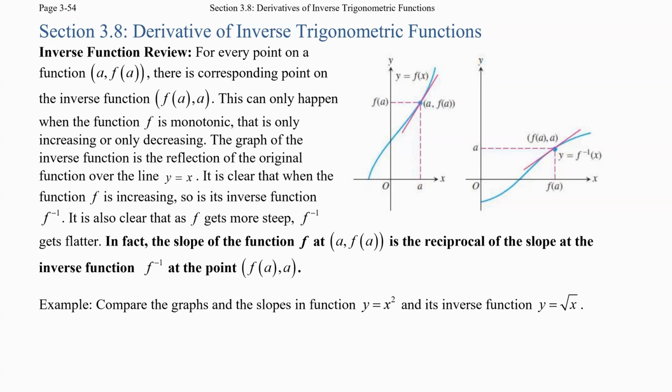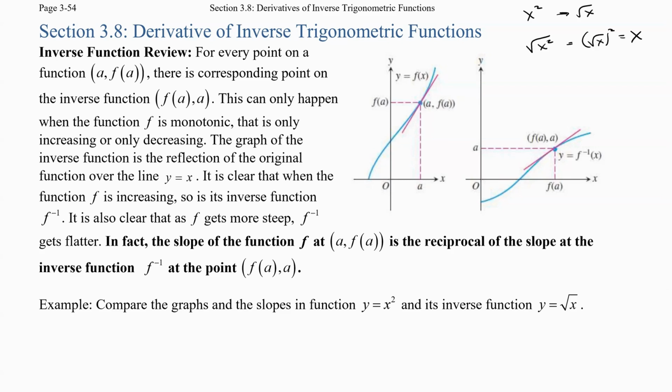Functions have inverses, important function pairs that are inverses of each other. x squared and the square root of x are inverses of each other, meaning that if I take the square root of x squared, or take the square root and square it, both times the two functions cancel each other out. They're inverses of each other. A couple of interesting things about inverse functions: functions have to be monotonic, meaning they can only be increasing or decreasing, not both.